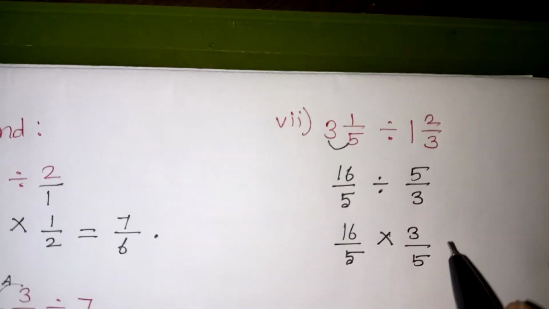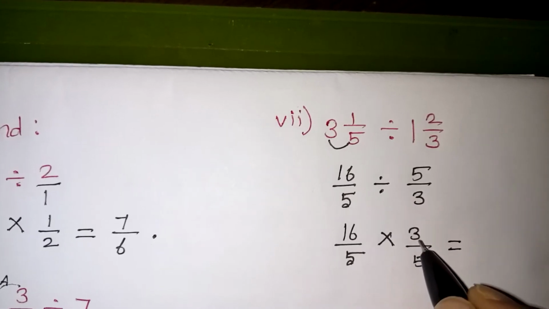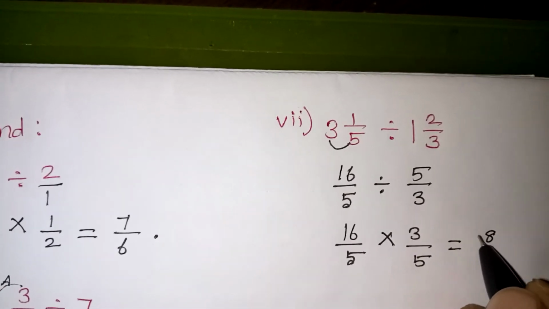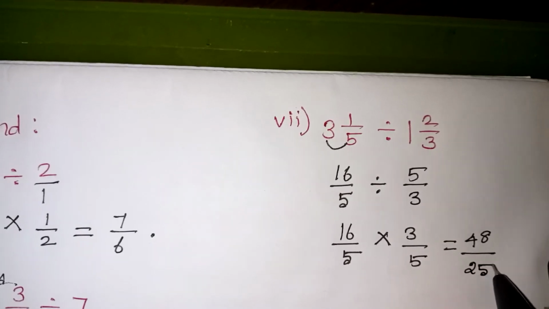Now nothing there to cancel. We can multiply directly and we can write the answer. So 16 3s are, so here 8 and 4, 48 divided by 5 5s are, it will be 25. That is your final answer.